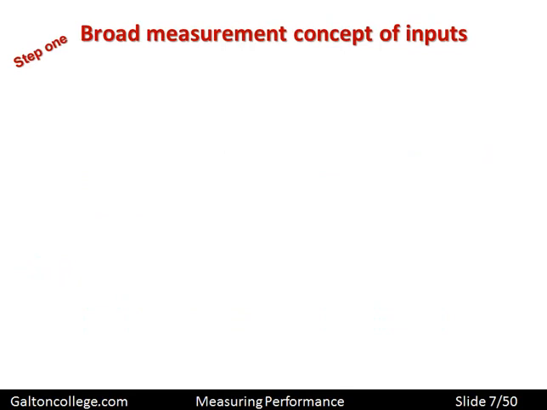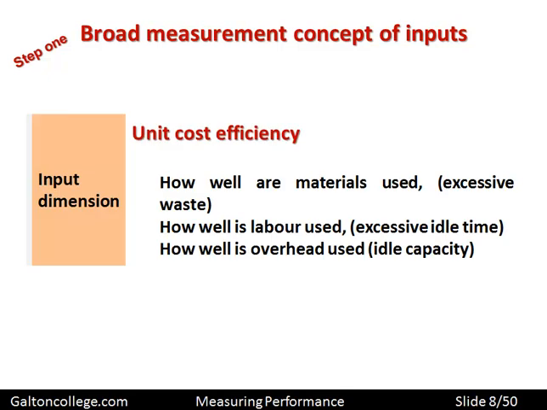Now, the broad measurement concepts of inputs. We have the unit cost efficiency. This is an input dimension, the unit cost efficiency. How well are materials used? So the organization needs to look at the efficiency with which it uses its inputs and assess from there whether economies and savings can be made.